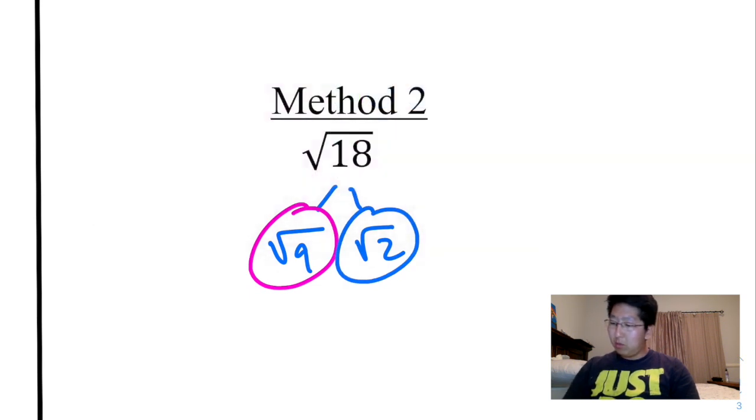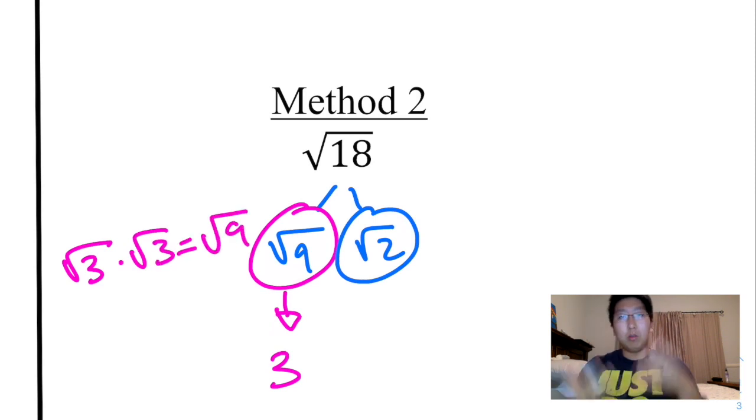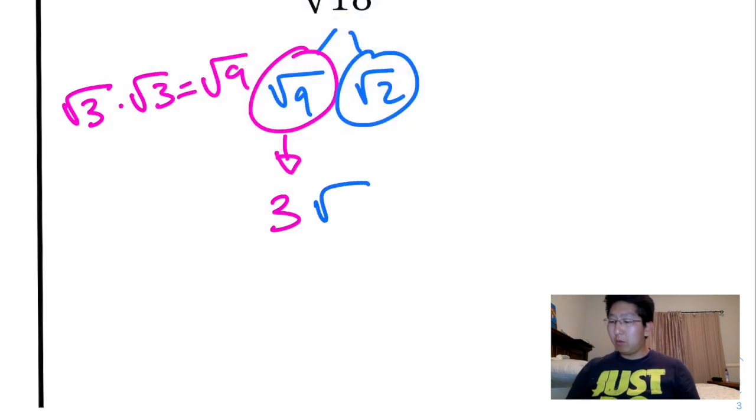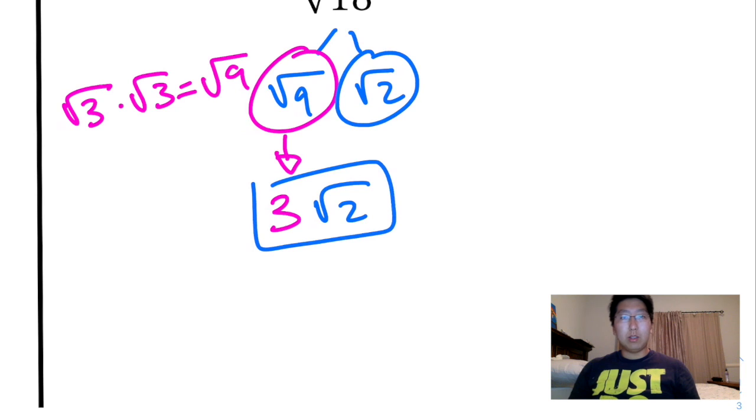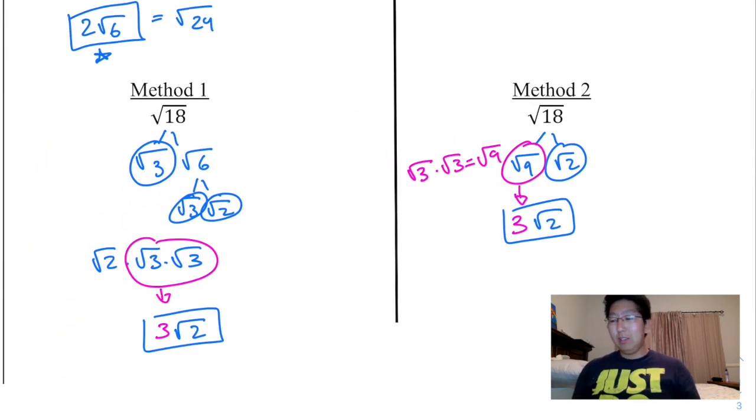So this will become 3, because 3 times 3 equals 9, the square root of 9. So the 3 will come out. 3, and we have our leftover square root of 2. So that's our answer right there. Okay. So we get the same answer two different ways. You might have just gone 9 times 2 and figured that out quickly.